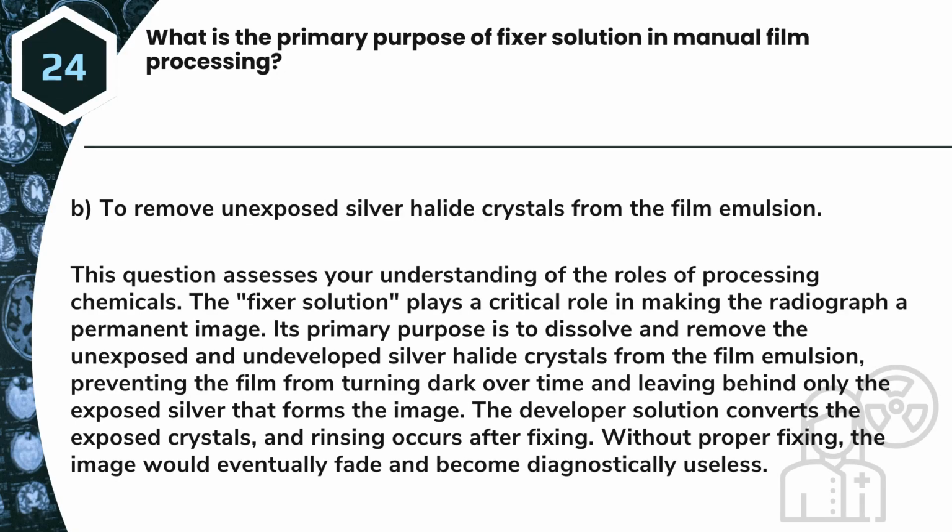Answer B. To remove unexposed silver halide crystals from the film emulsion. This question assesses your understanding of the roles of processing chemicals. The fixer solution plays a critical role in making the radiograph a permanent image. Its primary purpose is to dissolve and remove the unexposed and undeveloped silver halide crystals from the film emulsion, preventing the film from turning dark over time and leaving behind only the exposed silver that forms the image.